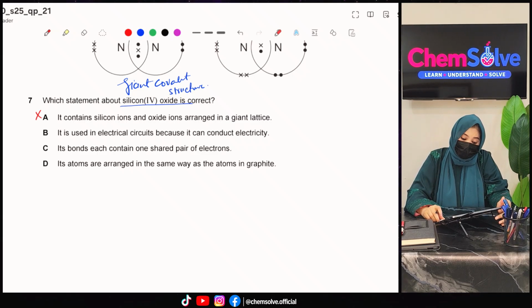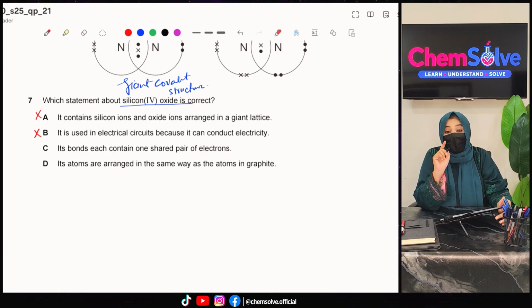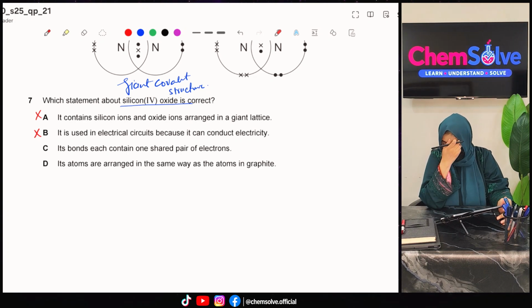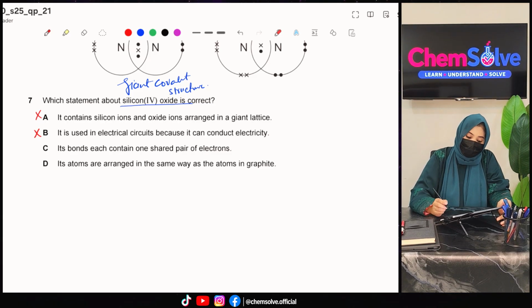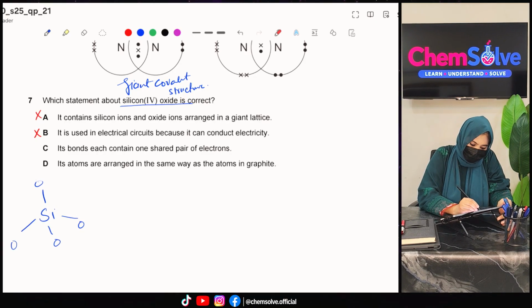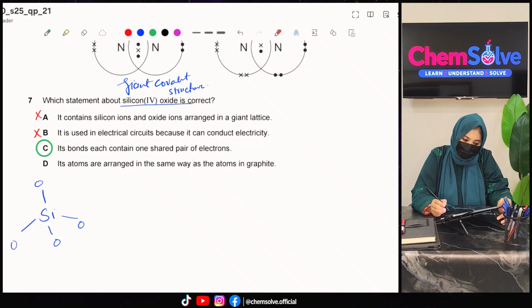It is used in electrical circuits because it can conduct electricity. Not. Only graphite is the giant covalent structure which can conduct electricity. Diamond and silicon 4 oxide do not conduct electricity at all. So this option is incorrect. Its bonds each contain 1 shared pair of electrons. The structure of silicon dioxide is something like that, so it forms the 1 covalent bond. Option C seems to be the correct option, but look at option D as well.